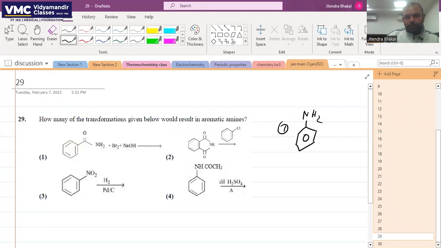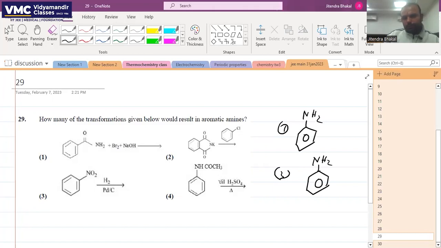In reaction 2, there will be no reaction because an aryl halide is there, so a nucleophile cannot remove this Cl very easily. So there is no reaction. Then in the third one, reduction will take place. The NO2 nitro group will be reduced by H2/Pd-C, and again we get the aniline product. Same product, so it is an aromatic amine.